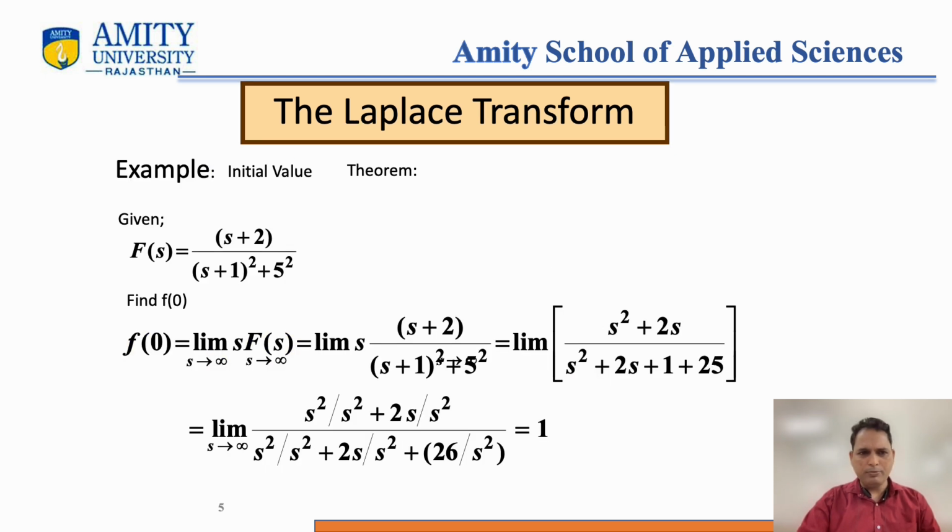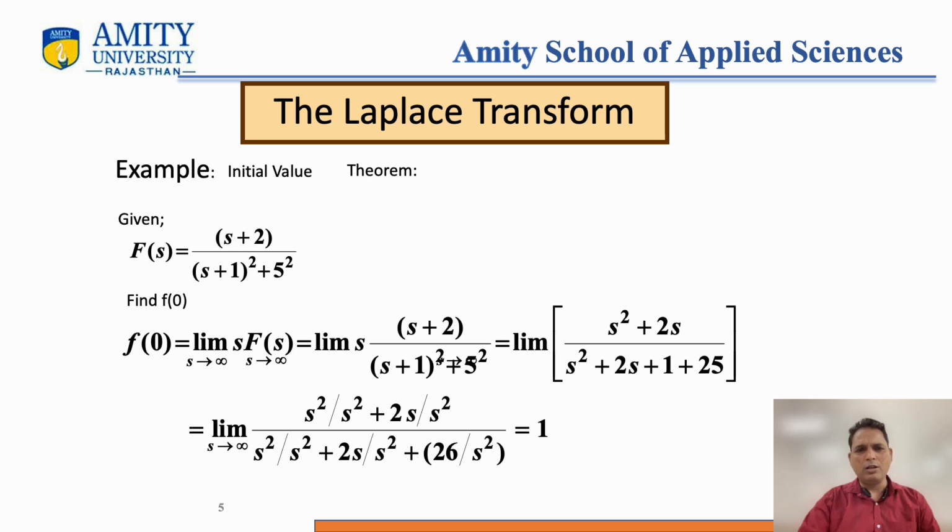So as an example for the initial value theorem, we have F bar s. The value of F bar s is s plus 2 upon (s plus 1) whole square plus 5 square. Find f(0) if the question is that. Then the value of f(0) is the limit as s tends to infinity of sF(s). When we apply this limit to the whole system, we use the form (a plus b) whole square in the denominator of this equation, that (s plus 1) whole square is what?